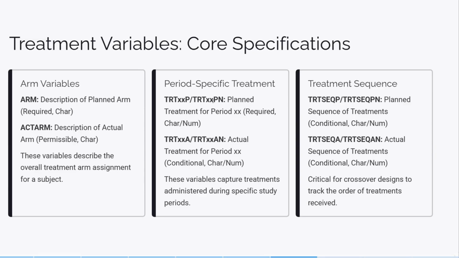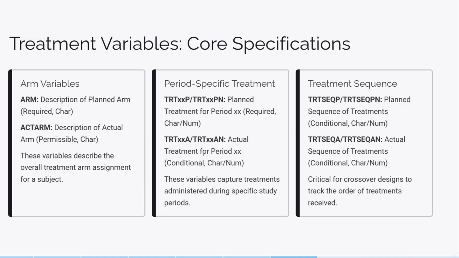And there are periods, where the xx represents 01, 02. So if you have two periods, you can have TRT01P and TRT02P in the numeric format. The P represents the planned treatment for the period. These are required variables, and can be character or numeric, because TRT01P is the character format and TRT01PN will be the numeric format.